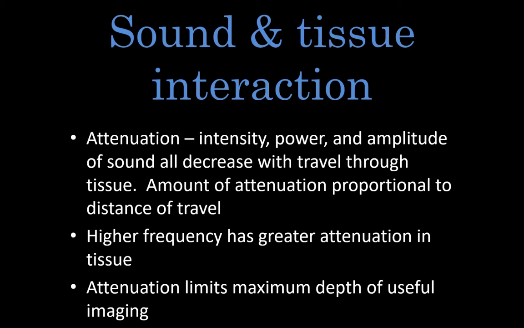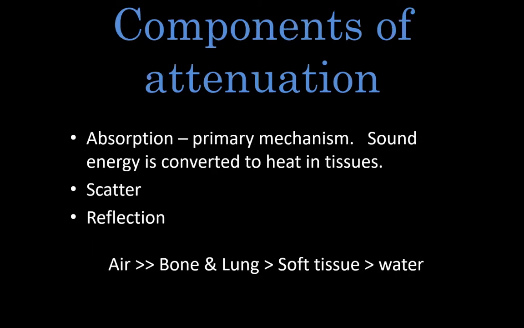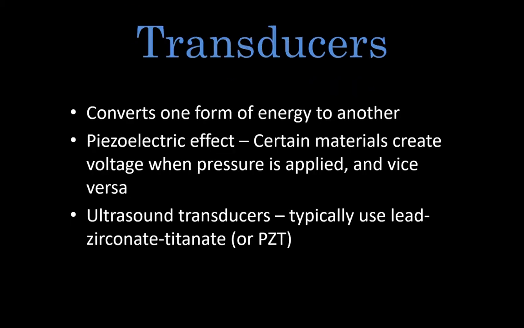Attenuation is also dependent on the frequency of the sound. Higher frequency signals have greater attenuation, which limits their maximum useful depth of imaging. As sound energy is transmitted through the tissues, some of the energy is dissipated through various mechanisms. Most energy is lost to absorption and is converted to heat within the tissues. Sound is also lost by reflection and scatter, thus reducing the amount of signal returned to the ultrasound transducer and available for imaging. In the next few slides, we're going to be talking about transducers.